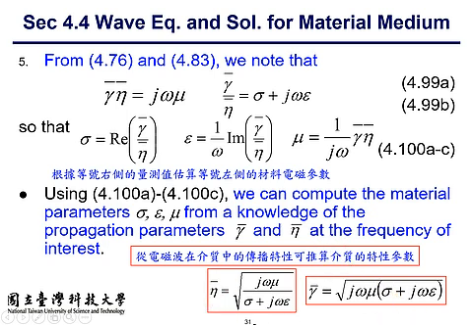So they are the propagation constant and the intrinsic impedance of the medium, right? And equation 4.100 is also interesting.